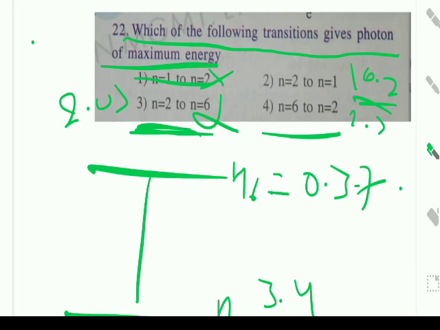Check the fourth one. The fourth one is 6 to 2. This is n6 and this is n2. The n2 value is minus 3.4 and the n6 value is minus 0.37. So option 2 is the right answer for maximum energy, n equal to 2 to n equal to 1.